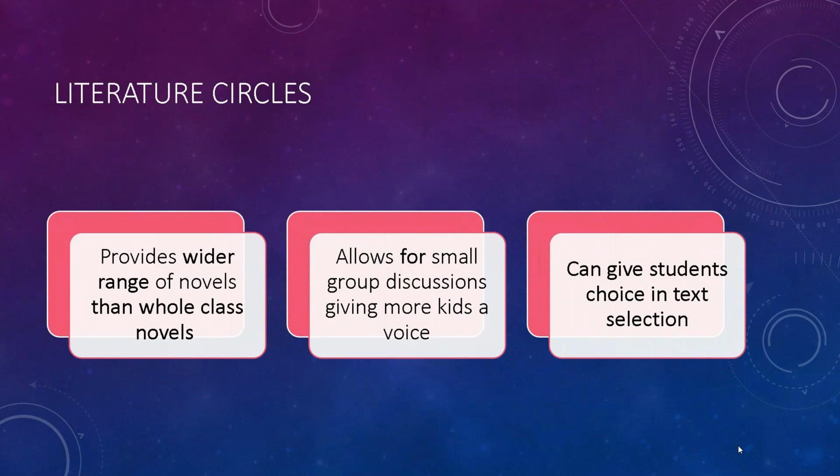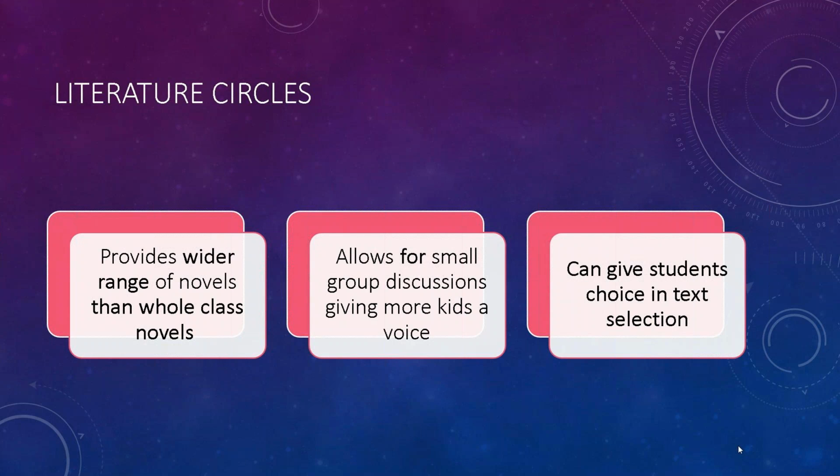Last year I ran literature circles with Speak by Laurie Halse Anderson, 1984 by George Orwell, The Absolutely True Diary of a Part-Time Indian by Sherman Alexie, and Lord of the Flies by William Golding. The students were allowed to pick the novels based on their own interest. Each student had a specific role within the group, and those roles shifted week by week as we were reading.